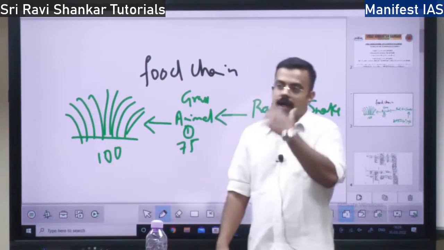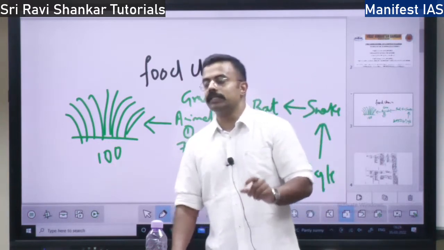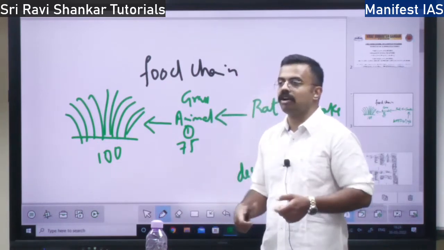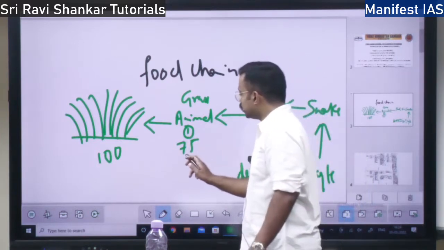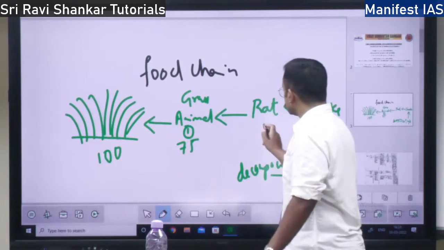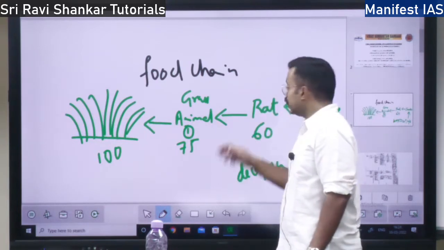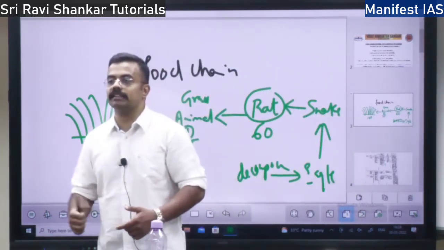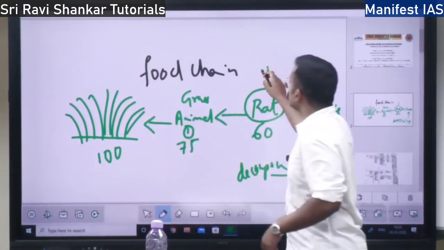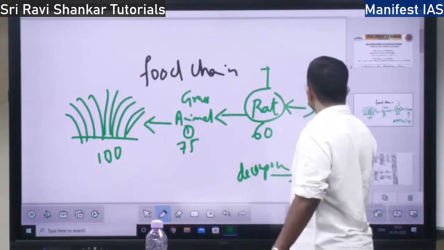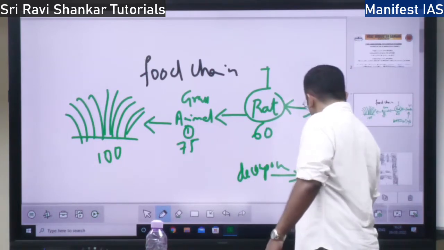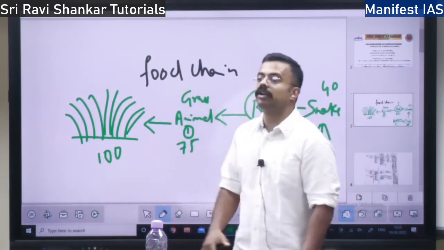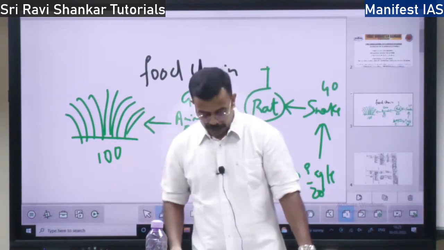This animal, grasshopper or any other insect, butterfly and all, what happens? They will do a lot of activity. They will produce heat in the body. They will do respiration, all these things, right? Because of which they will lose some energy. So in turn, they will transfer only some 60 kilocalories of energy, right? Here also, this rat will undergo digestion, excretion, respiration, all these activities, produces heat in the body. This will also lose some heat out of the body. So energy is lost here. Here it comes some 40 kilocalories. Later, here it comes some 20 kilocalories, and here it is some 10 kilocalories and lost. So this is how the energy reduces. This is how the energy flows in the food chain, right?